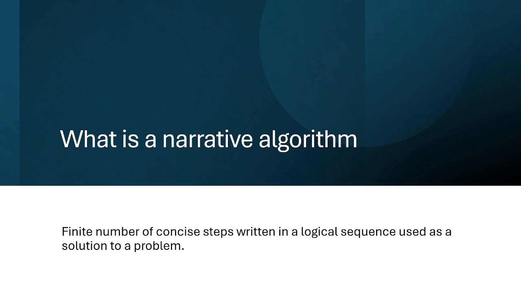So earlier we spoke of the algorithm, right? And in programming, we have several tools that we use to solve problems. One is algorithms. One is narrative algorithms, to be exact. So a narrative algorithm is a finite number of concise steps written in a logical sequence used as a solution to a problem. So your solution should be so simple that a 6-year-old or a 7-year-old should be able to read and follow these instructions and execute it with ease. Hence, we say it must be concise.